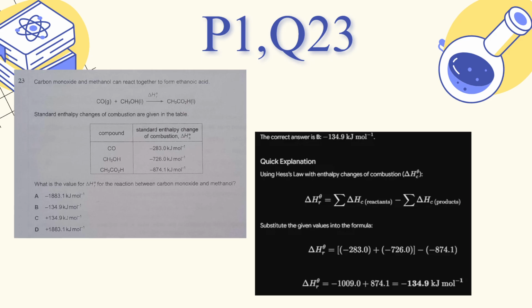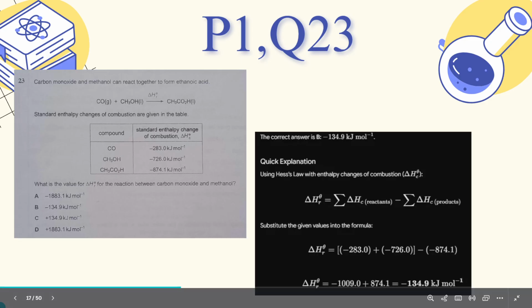Next, question number 23. Carbon monoxide and methanol can react together to form ethanoic acid. Standard enthalpy changes of combustion are given in the table.